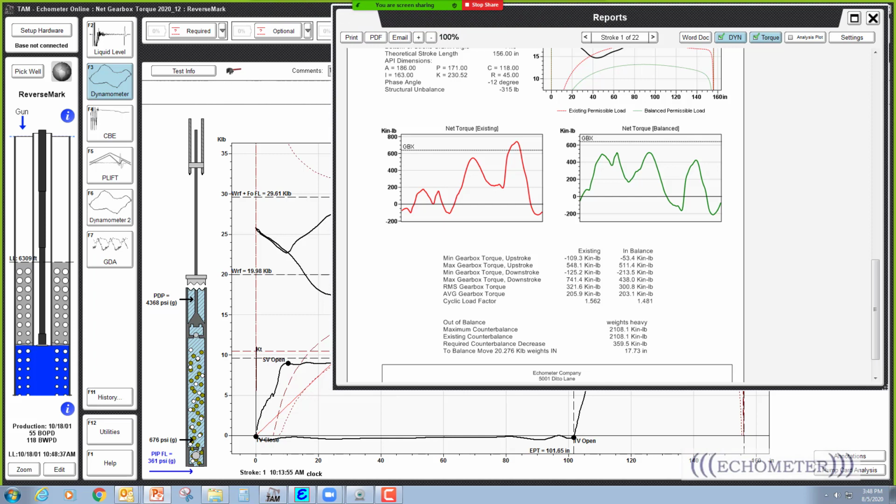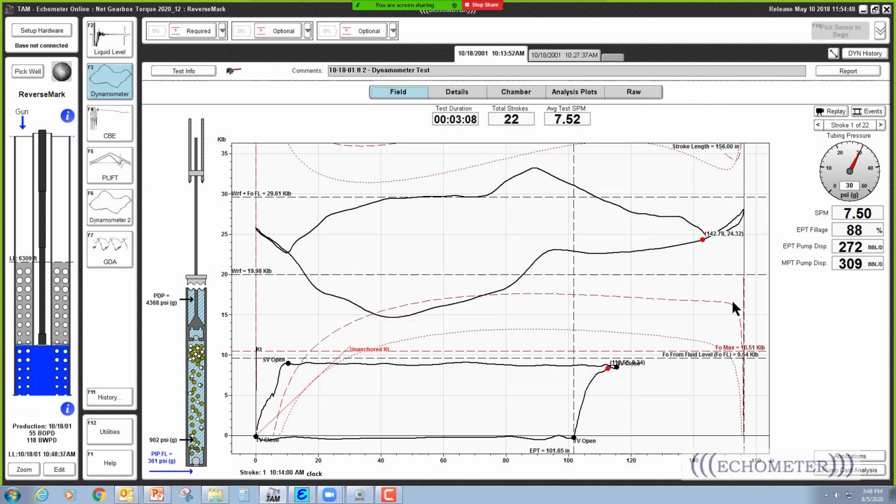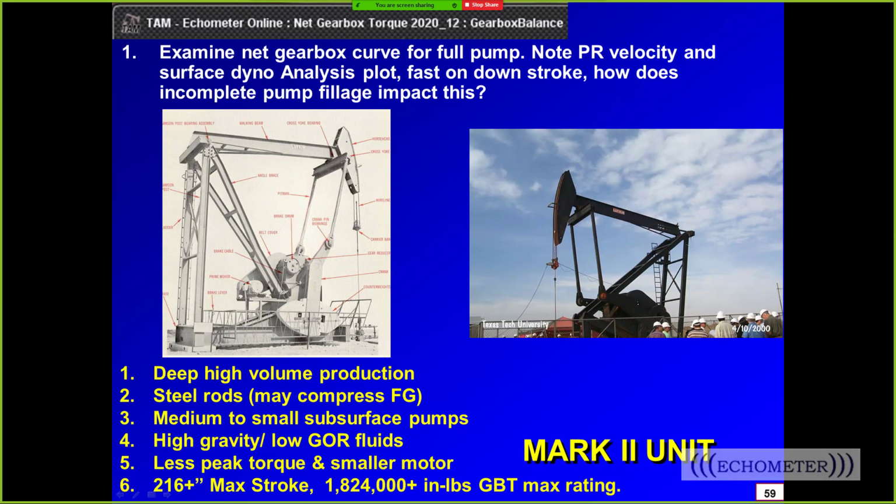Okay, the next one we're talking about is a Mark unit, and the Mark unit is an interesting example that we've had for quite a while. If you look at the Mark unit, here's the crank, and the crank's bent, so again, the angle here versus the center line is the phase angle. We need to talk about and show the polish rod velocity, and talk about being fast on the downstroke.